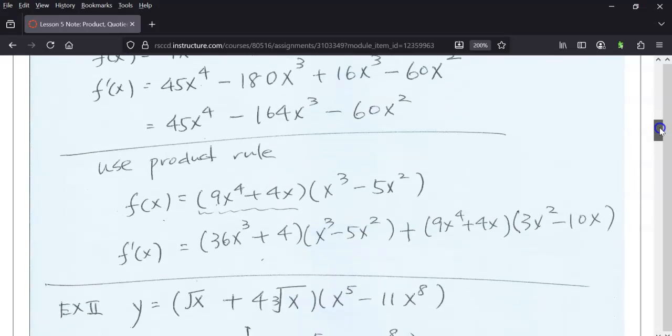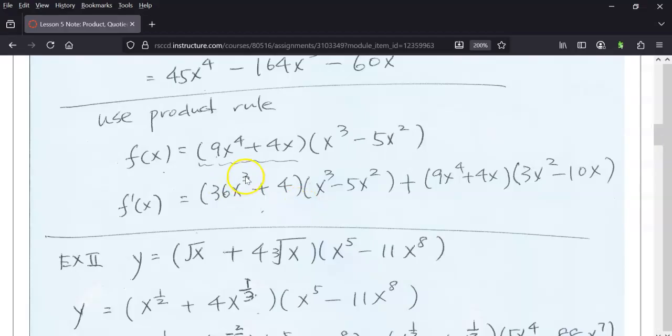So if you look at it, the rule is saying basically it's one of the binomials times the derivative of the other, plus vice versa. Then you keep the second one and times the derivative of the first. So I'm going to take the derivative of the first term first. Using the power rule, 4 times 9 is 36x cubed, times the second term, plus the first term times the derivative of the second term. So that simply becomes 3x squared minus 10x. Now, if you expand this out, you will get the same answer.